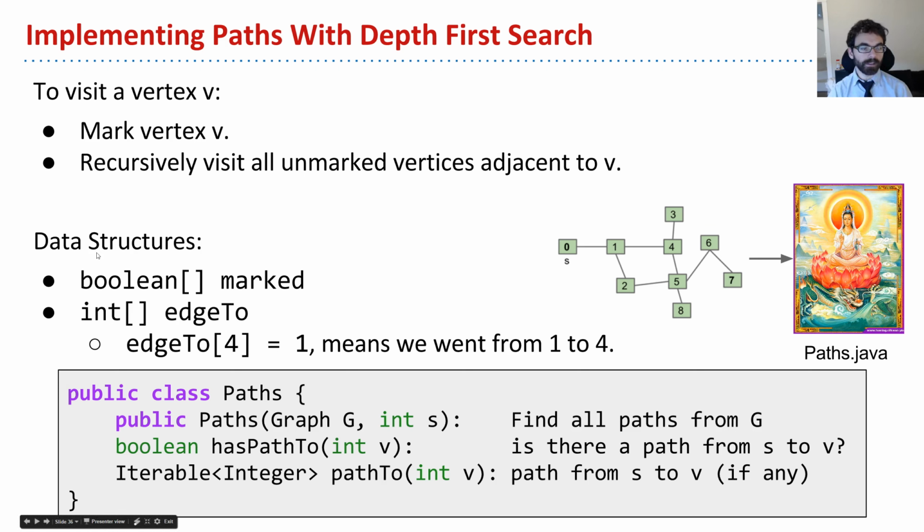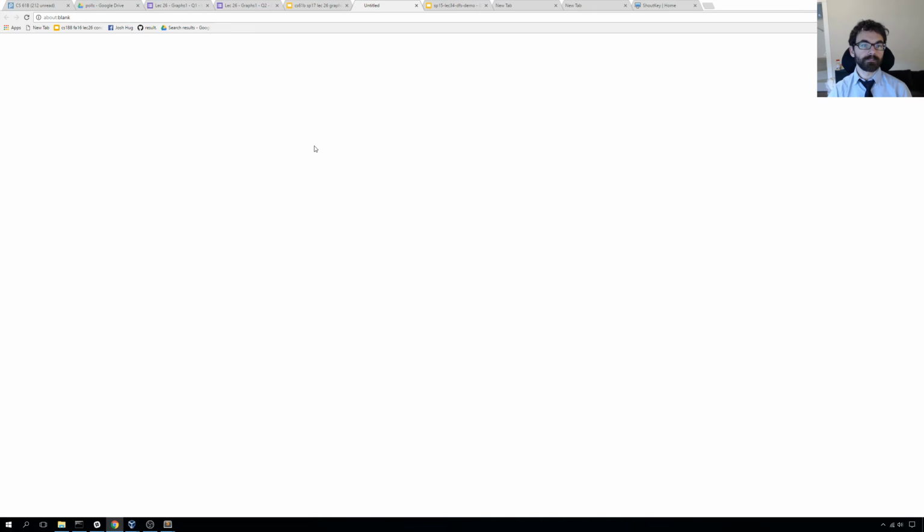So, data structures here. I'm going to have an array of booleans called marked, and an array of integers called edgeTo. Both of these arrays are going to be of length V, and the interpretation is that if marked[3] is true, then we've marked it. And if edgeTo[4] is equal to 1, that means we got to vertex 4 via vertex 1. Okay, so let's see how we would do this in action.